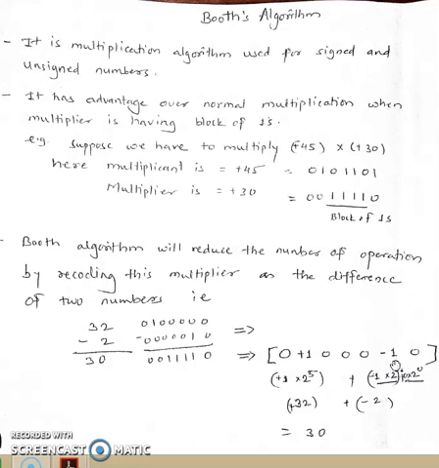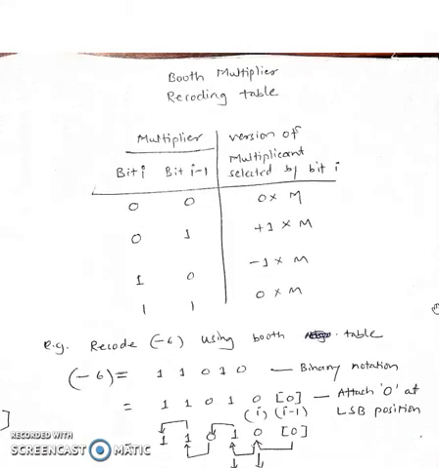So we have to subtract 2. That's why it is minus 1. So plus 32 minus 2 gives you plus 30. So that is the idea about the Booth algorithm. Okay, let's find out details of this algorithm.